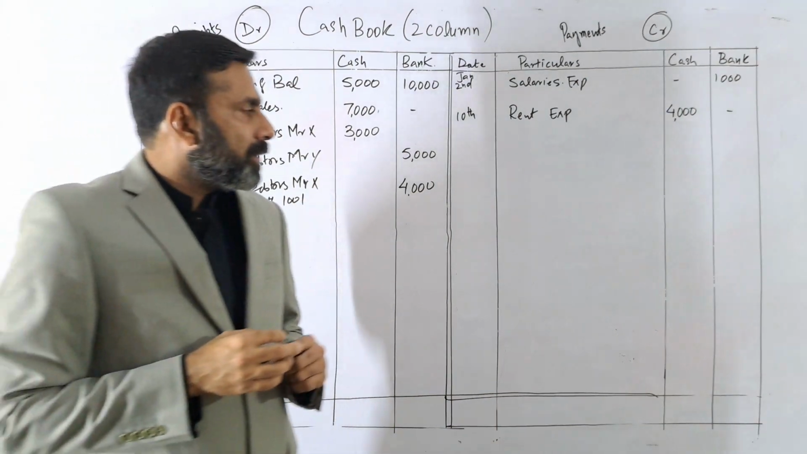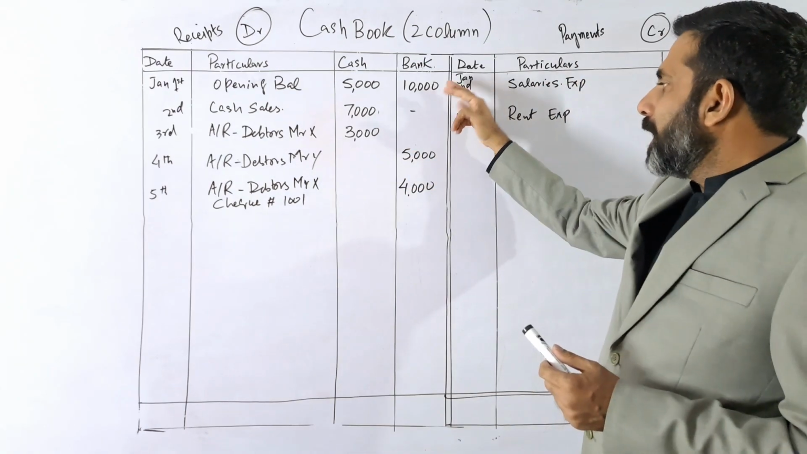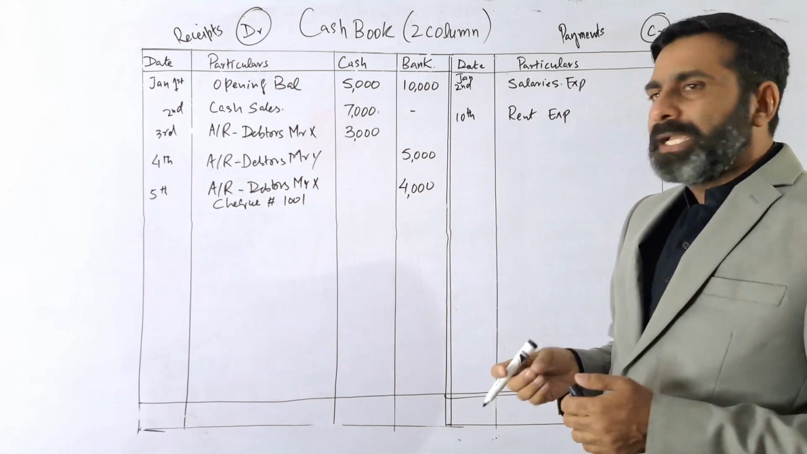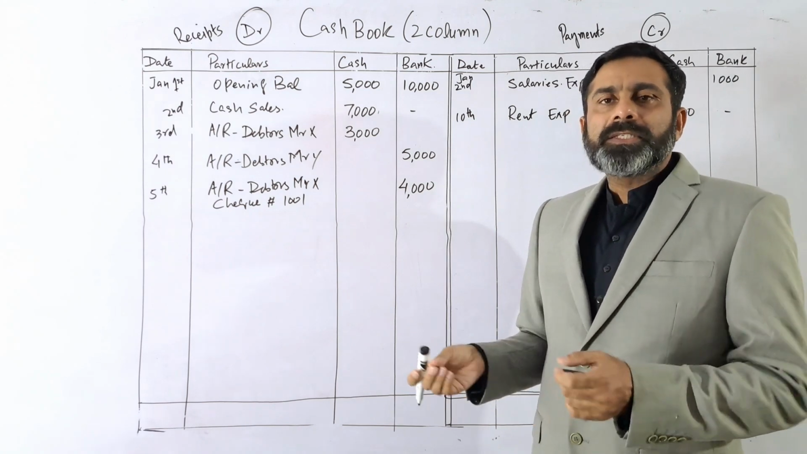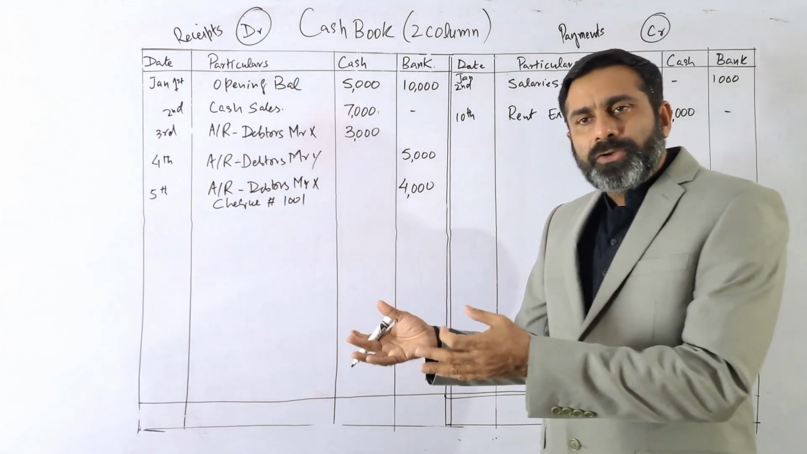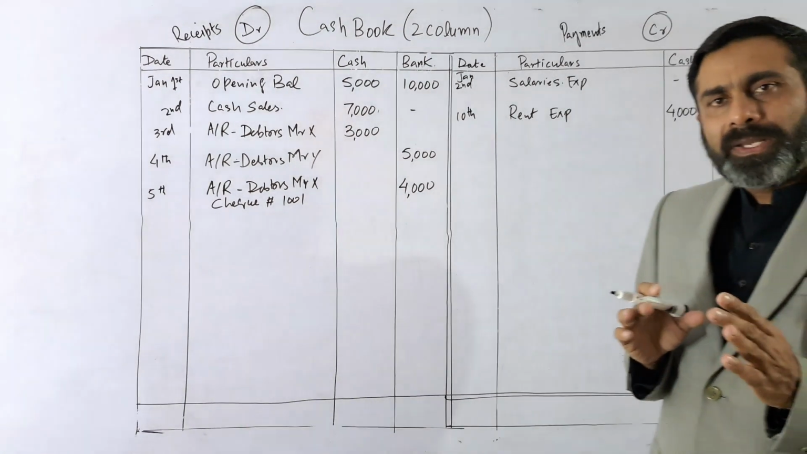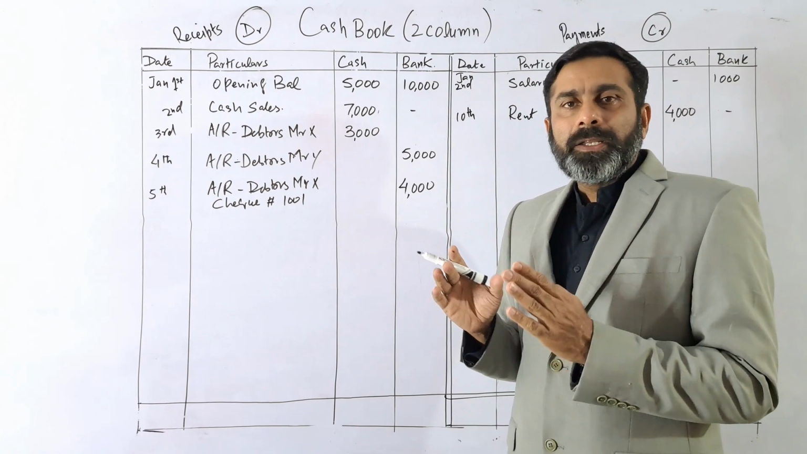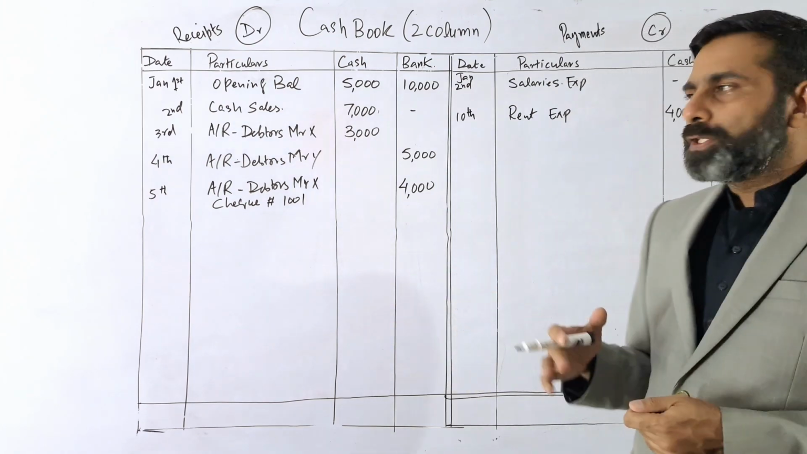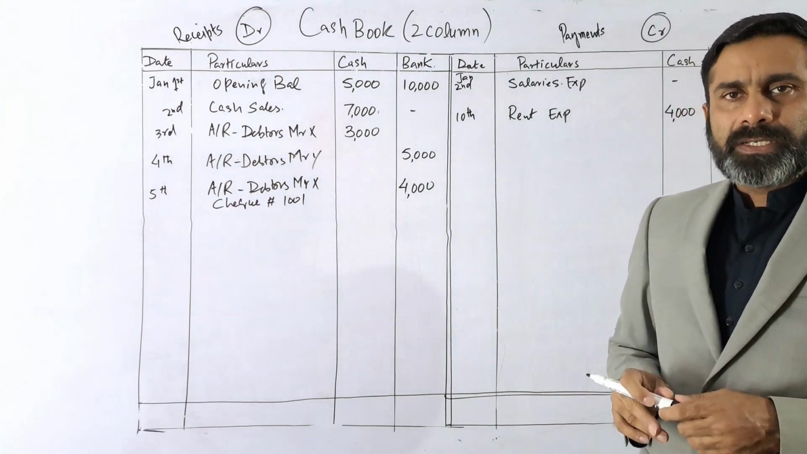Now we will discuss the concept of the contra entry. If you see, we have almost 10,000, 5,000, 4,000, almost 19,000 cash available in the bank. We need some cash for office purposes, so we can withdraw the money from the bank. In the same way, there is a possibility that we withdraw from the cash account and deposit into the bank account. So vice versa transactions are there.